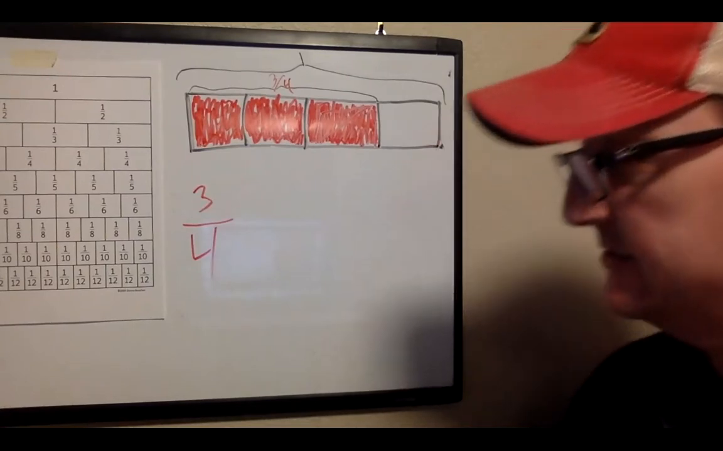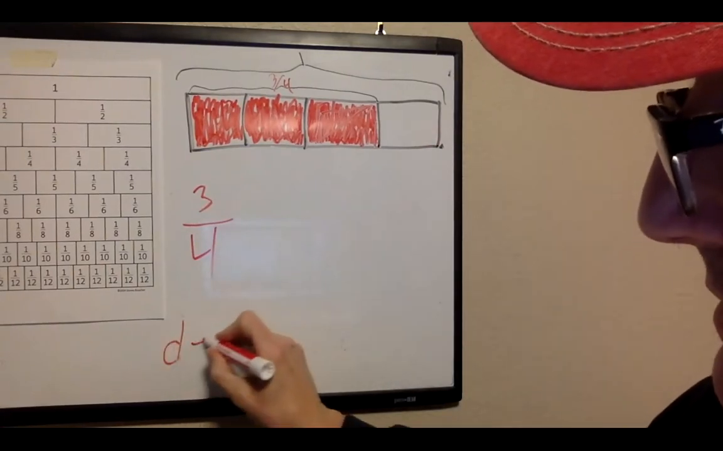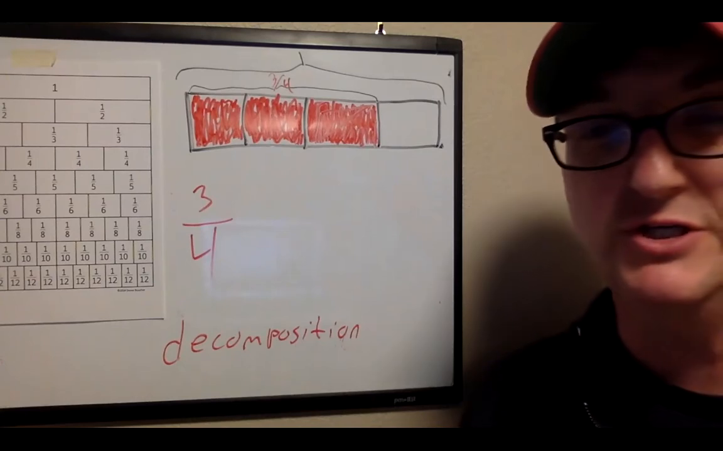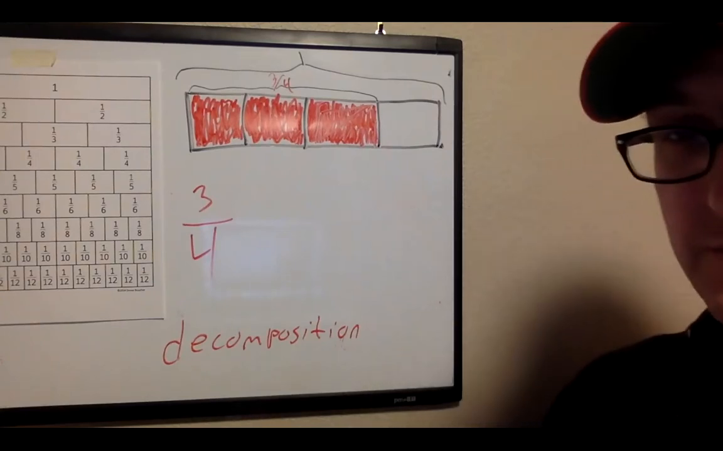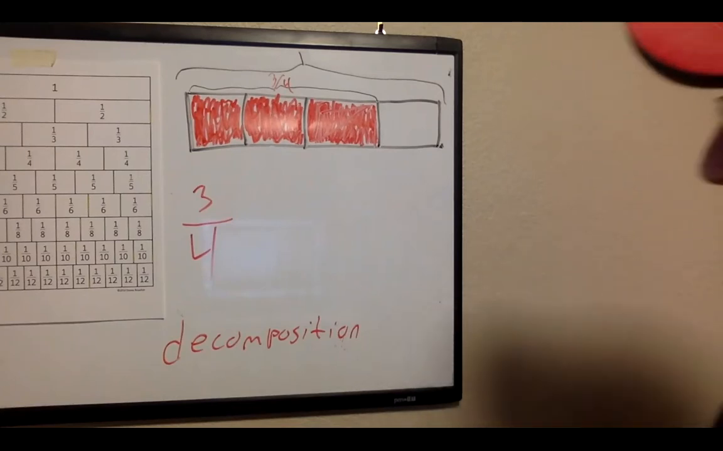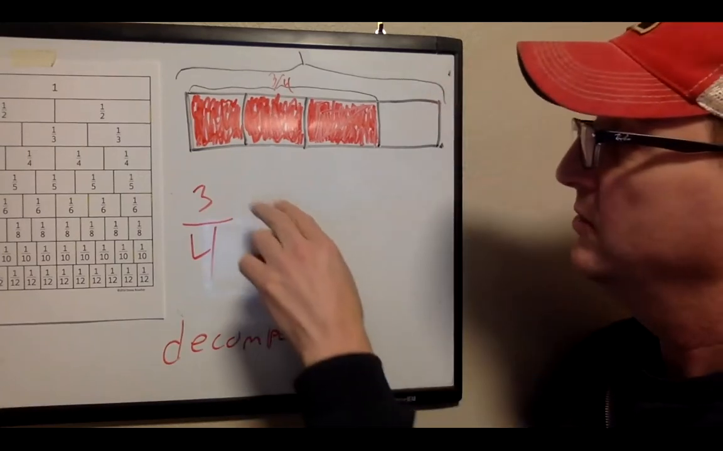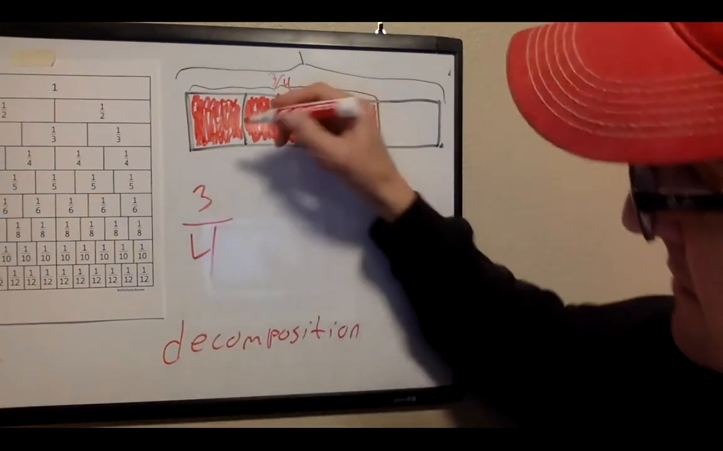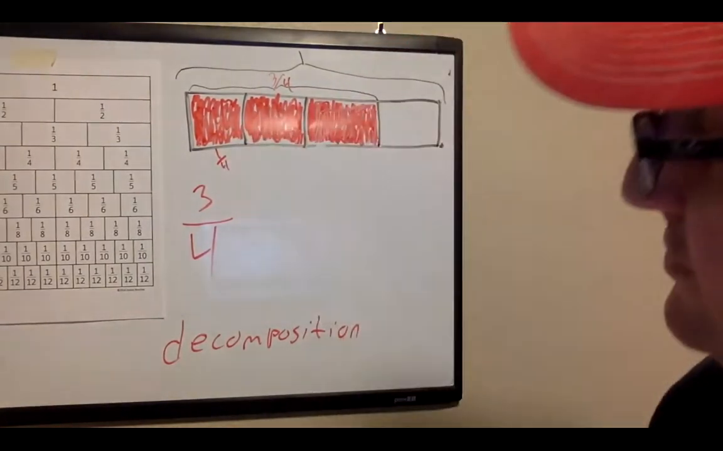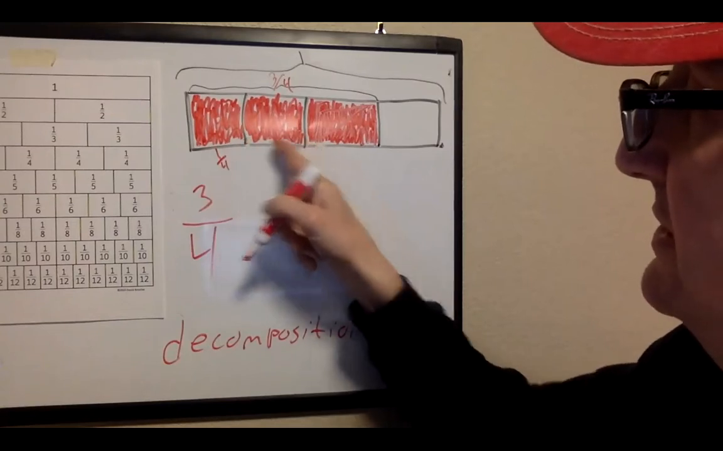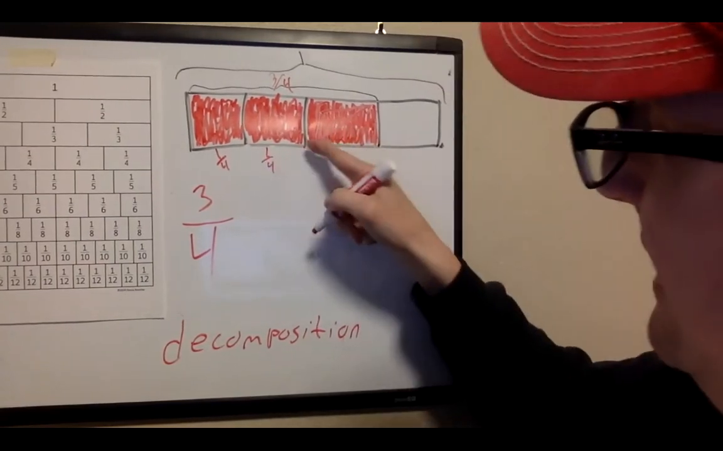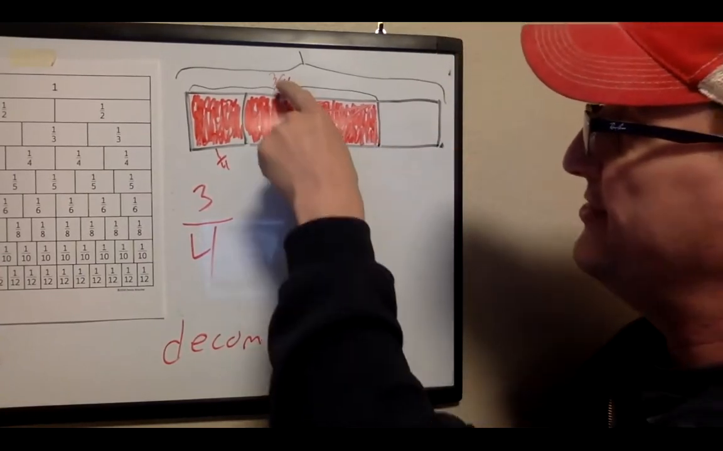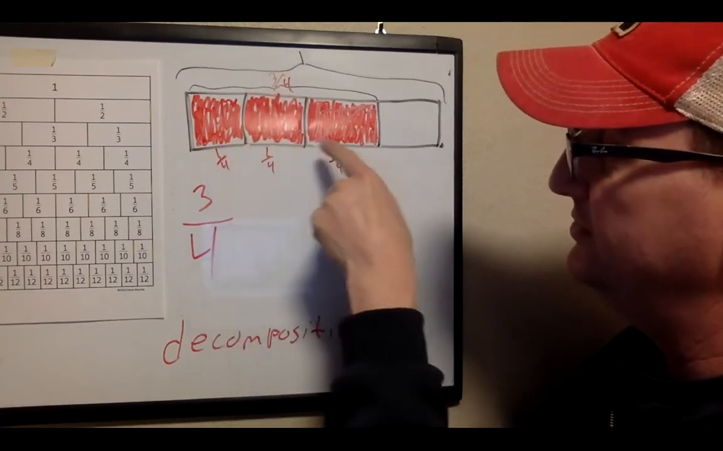Now what we're going to do today is called decomposition. In decomposition, we show how a fraction can be broken up into smaller fractions. For example, we have right here from there, that's just 1/4, isn't it? Right there, that's 1/4. And then this here by itself, that's 1/4. And then that by itself right there, that's 1/4. So you can see that 3/4 can be broken up into 1/4, 1/4, and 1/4.